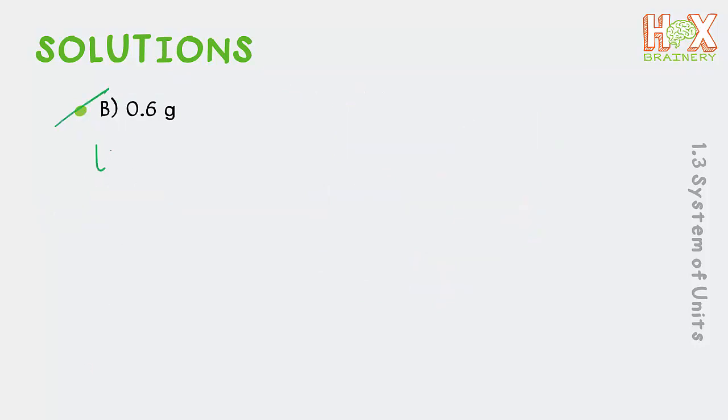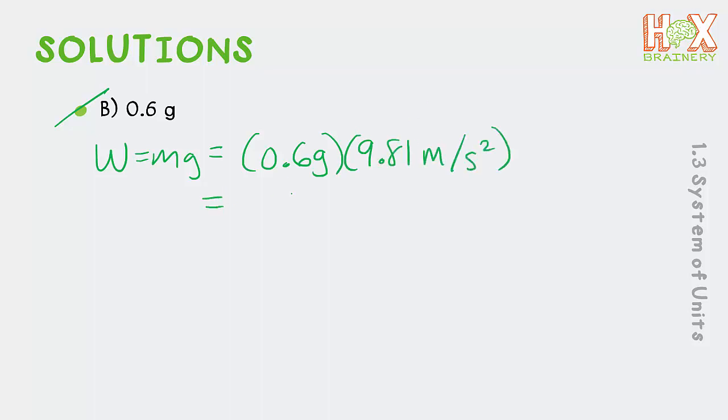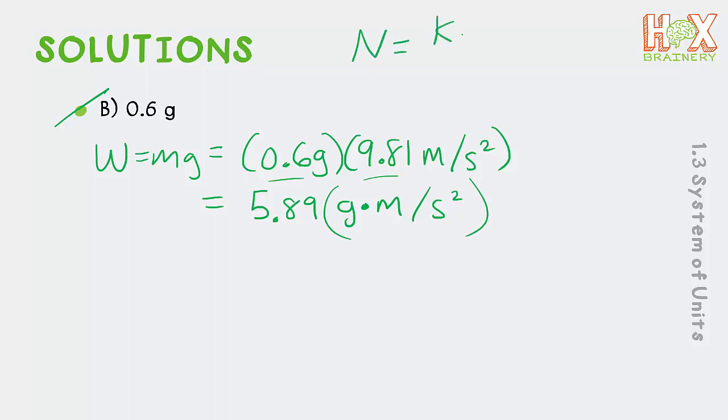Right, so part B, the weight is equal to m times g. So I have 0.6 grams times 9.81 meters per second squared. So I'm going to go ahead and multiply the constants. That's going to give me 5.89, and I have grams times meters, make sure you put the dot there, divided by seconds squared. Now I can't write this as a newton yet, because a newton is equal to kilograms times meters over seconds squared, and I don't have a kilogram, I have a gram. So I'm going to have to rewrite this so I can get a kilogram.